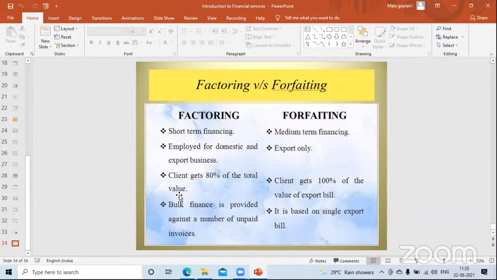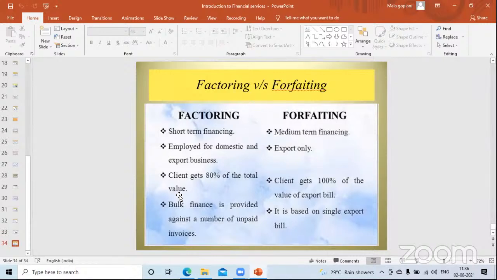That means they keep 20% with themselves only. They do not pay you. Whereas in forfeiting, 100% is given to you. Suppose I go to a forfeiter, I am the exporter. I am giving him an export bill of $1,000, suppose. So now what will he do? All $1,000 he will pay to me after deducting the discount. He will pay me 100% of the amount. He will not keep anything with him. But here in factoring, he will pay me 80% only, and 20% will be paid only when the customer pays to the factor on time.